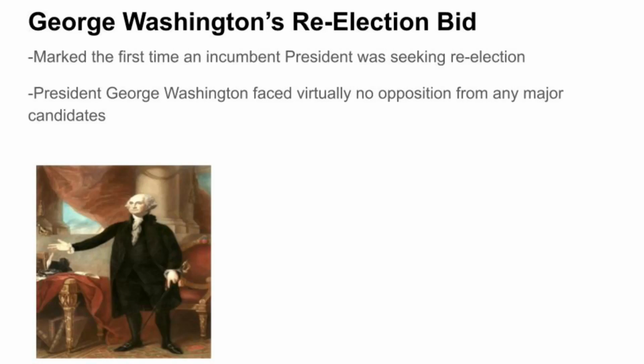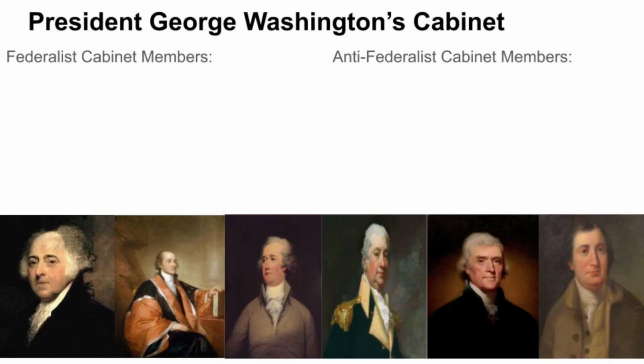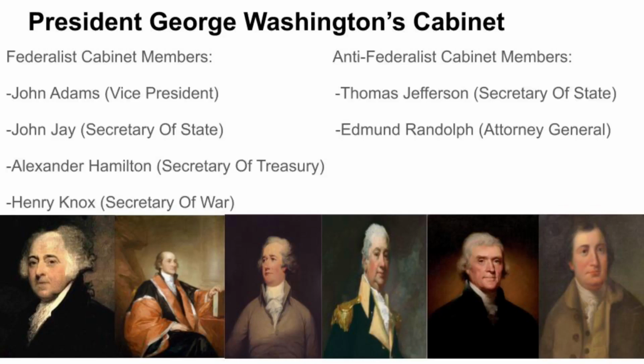A big reason for this was Washington's unifying presence, with both the Federalists and Anti-Federalists serving in his presidential cabinet. Washington managed to appeal to both sides and remain universally popular across the country, with prominent Federalist Alexander Hamilton serving as Treasury Secretary, and prominent Anti-Federalist Thomas Jefferson serving as Secretary of State. The cabinet was embroiled with conflict.